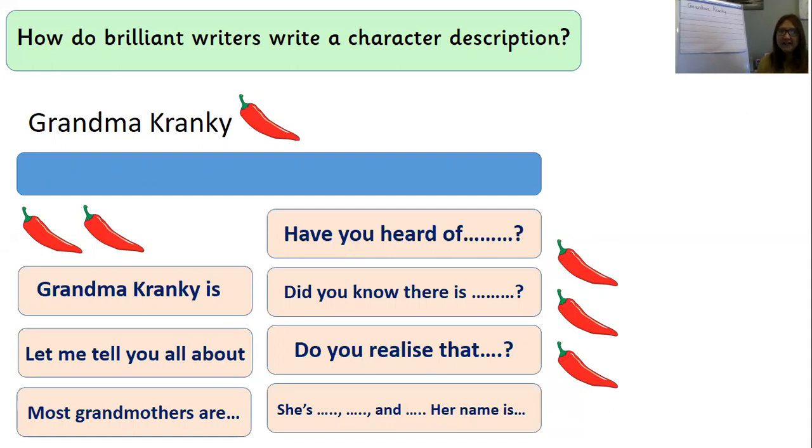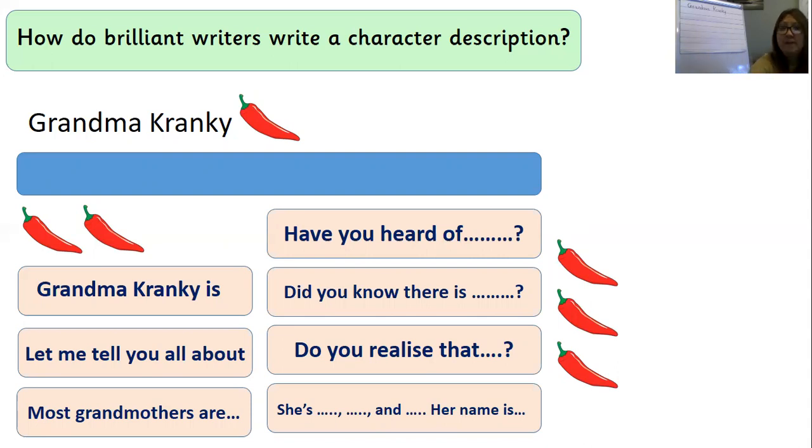So for the 2 chili challenge today, it says Grandma Kranky is, and you can finish the sentence, or let me tell you all about, or most grandmothers are. If you fancy doing the 3 chili challenge, you might want to start it with a question. Have you heard of? Did you know there is? Did you realise that? Or maybe she's, and you can list things using your commas.